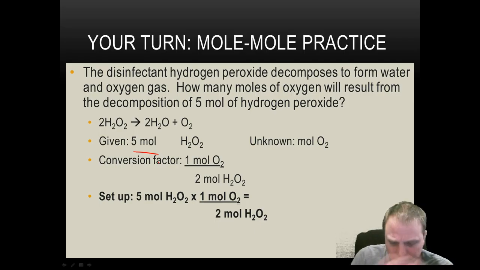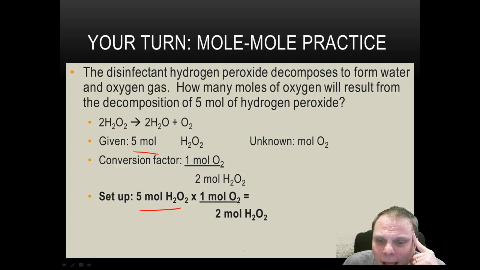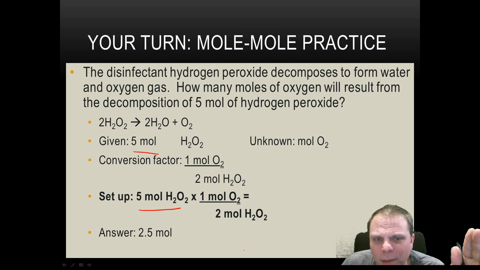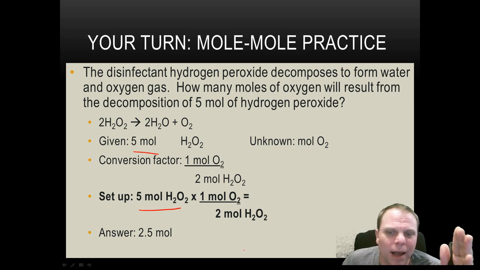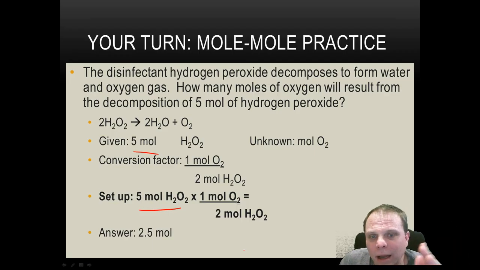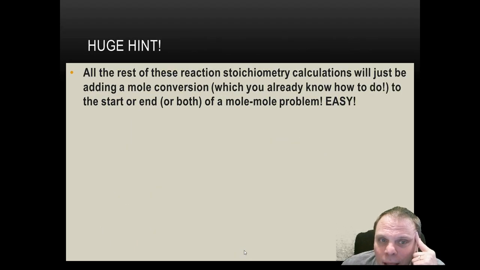So you start here. 5 moles of the hydrogen peroxide, and then you use that balanced chemical equation. Sorry, it's a little bit offset there. And you'll get the answer you're looking for, which is 2.5 moles. Ask yourself, does that make sense? Well, yeah, because if I start with 2, I end up getting 1. So if I start with 5, I end up getting 2.5. I'm basically getting half the amount. That makes sense. Sweet. All right.